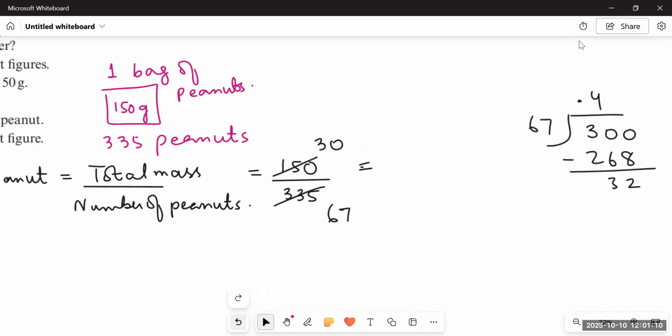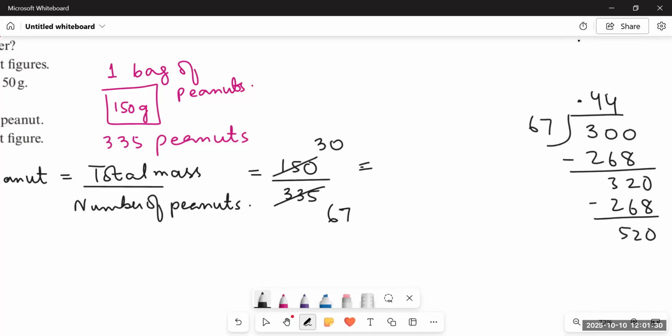Here comes 320. And then 67 multiplied by 5 equals 335, so it's again 268. And then we will subtract it. So we are supposed to get 52. Put a decimal over here. We will have a 0 again. So now this time we will multiply 67 with 6, and 67 with 7.